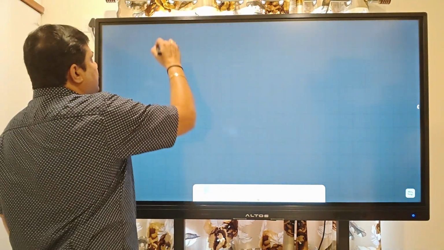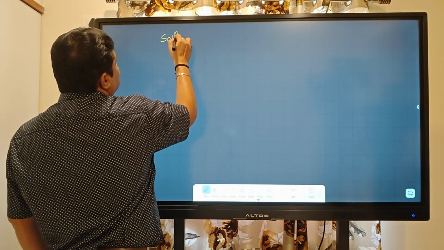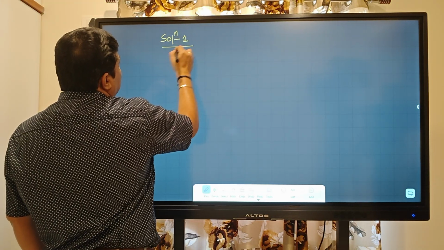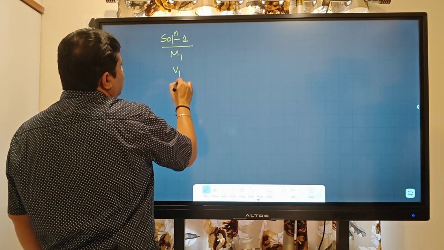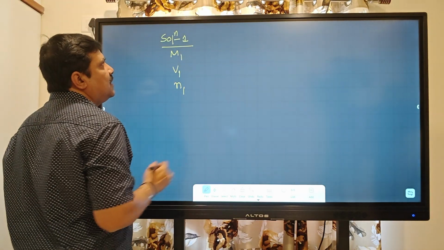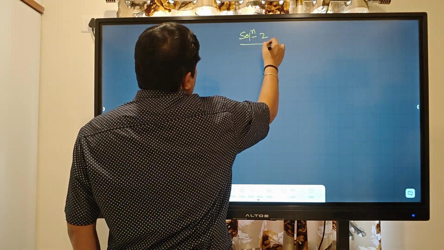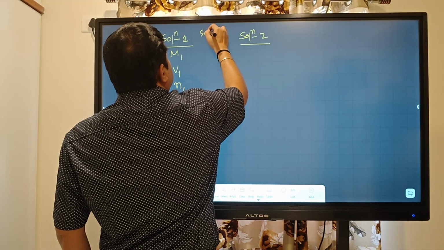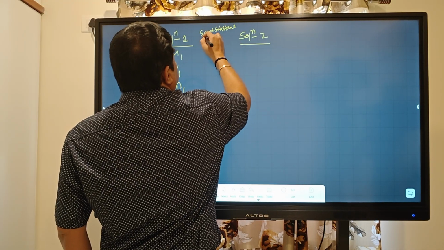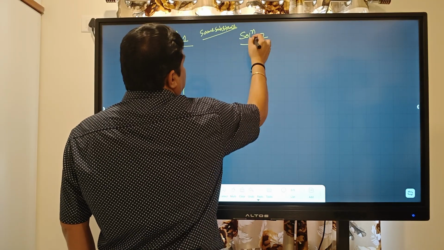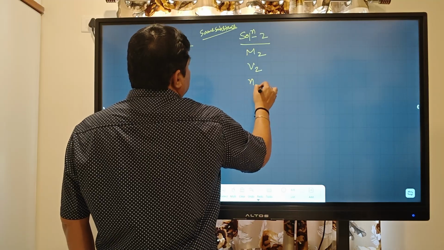Suppose you have solution 1. Here the molarity is M1, the volume is V1, and the number of moles of solute is N1. Another solution, solution 2, has the same substance, that means the same solute. Here the molarity is M2, the volume is V2, and the number of moles of solute is N2.